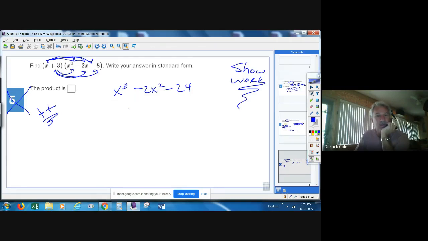All right. Now I distribute the 3. 3x squared minus 6x minus, whoa, what did I mess up? This should have been 8x here. See how easy it is to make a mistake? X cubed minus 2x squared minus 8x. This is where the 24 goes. How many of y'all caught that? Hope you did. All right.